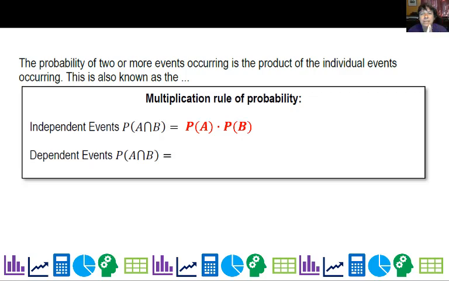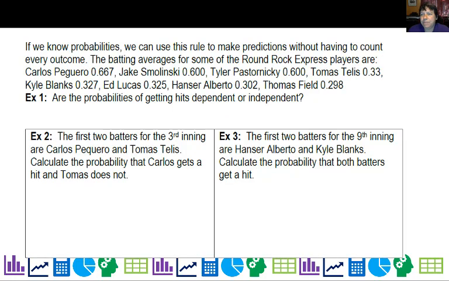But if it's dependent, then you have to say, oh, that A, I'm going to go ahead and that's fine because the system is reset right there. But B, A changes the system somehow. So I have to adjust the probability of B because A happened. So let's look at some examples.